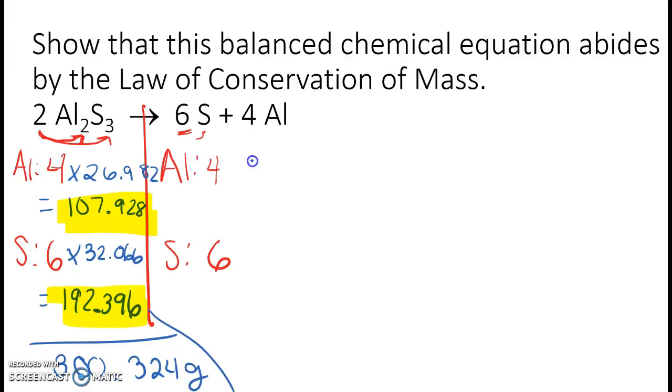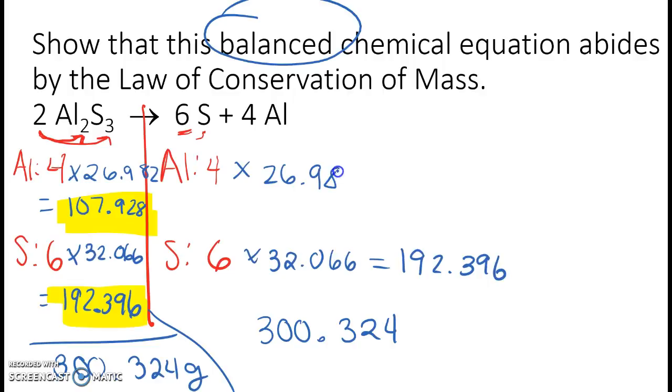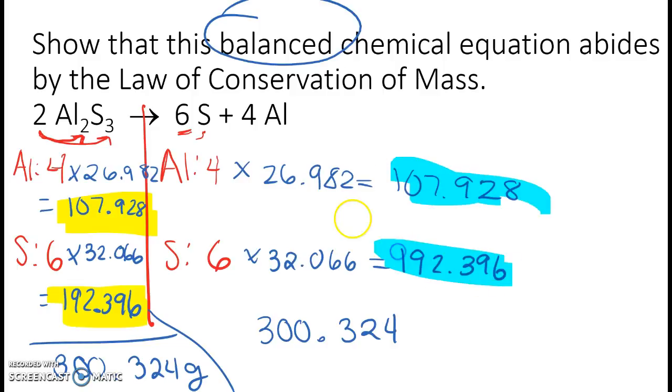On the other side of the equation, same thing. You'll see that we have the same number of atoms on both sides of our equation. That's what it means to have a balanced chemical equation. So we're also going to have the same mass on the other side of our equation, and we can do the same process to show that. When we add those two together, we get this number here.